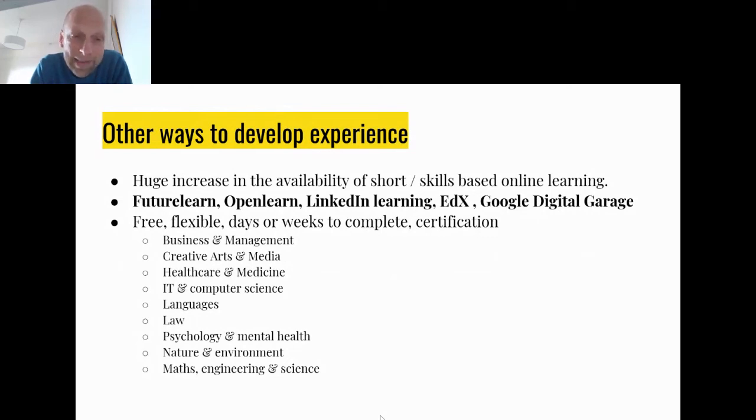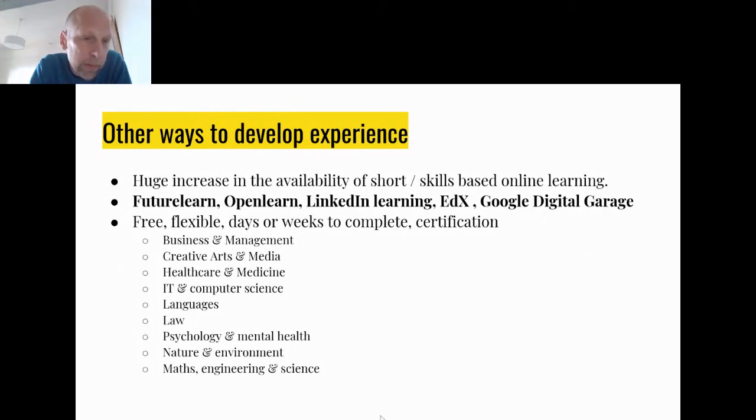edX is an international university project offering open online courses, and then Google offer training online through their digital garage. And there are courses you can do which are free, fully flexible, some taking a few hours, some taking several weeks, and you get a certification at the end of it.